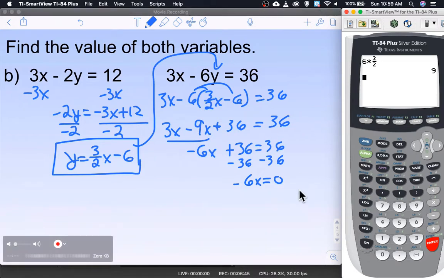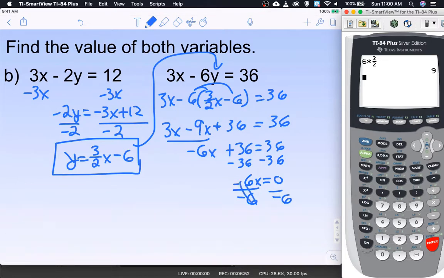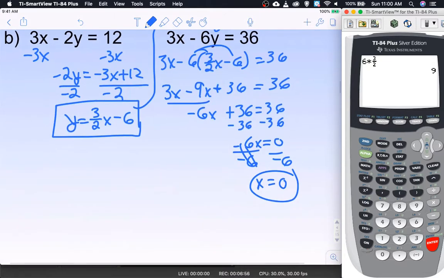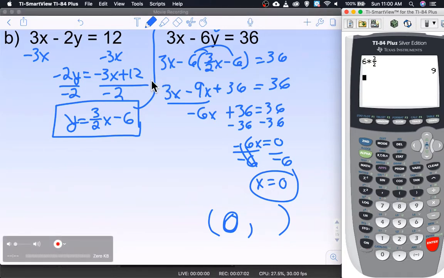It's still a number. Don't stop here and go, oh, no, I don't know what to do. Keep going. Get the x by itself. Divide by negative 6 on both sides, and x equals 0. So the x coordinate of my solution is the number 0. So it took all of this work to get down to here.